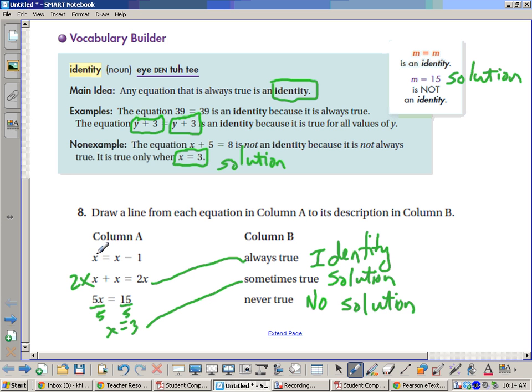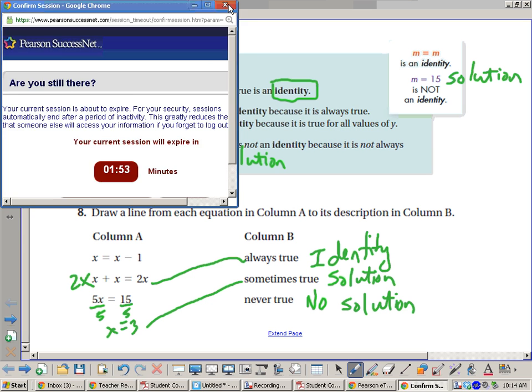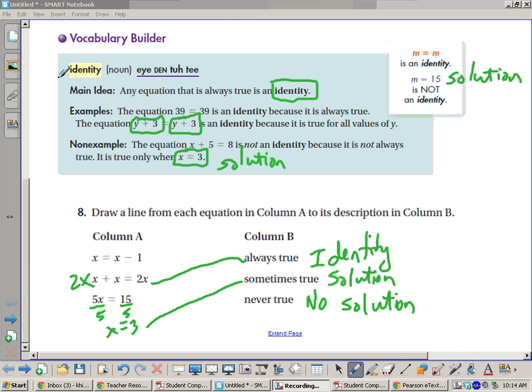Up here, we cannot have x equal x minus 1. It's not possible. So anytime we have a variable equal to the same variable and we have a different operation going on over here, this is going to never be true and is considered no solution. And we'll look at some more examples of that.